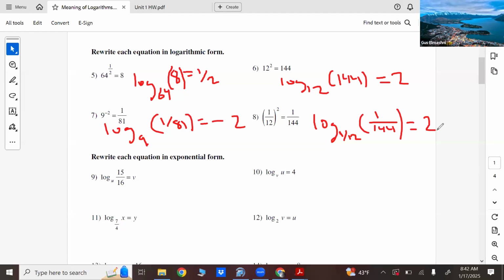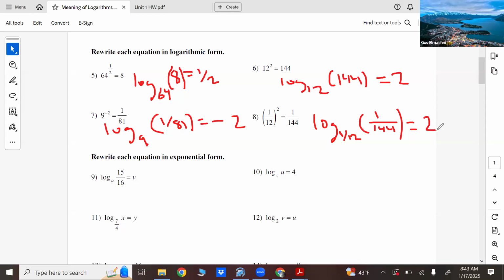Okay. All right, guys, let's come back. All right. So, guys, quiet, please. Thank you. So here's the deal. Excuse me. So the base is 12 for number 6. So log base 12 of 144 equals 2. The base is 9. Log base 9 of this is negative 2.